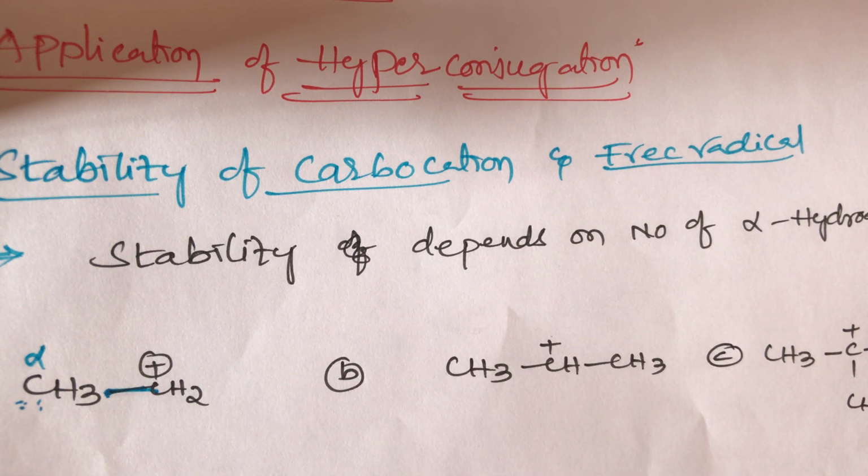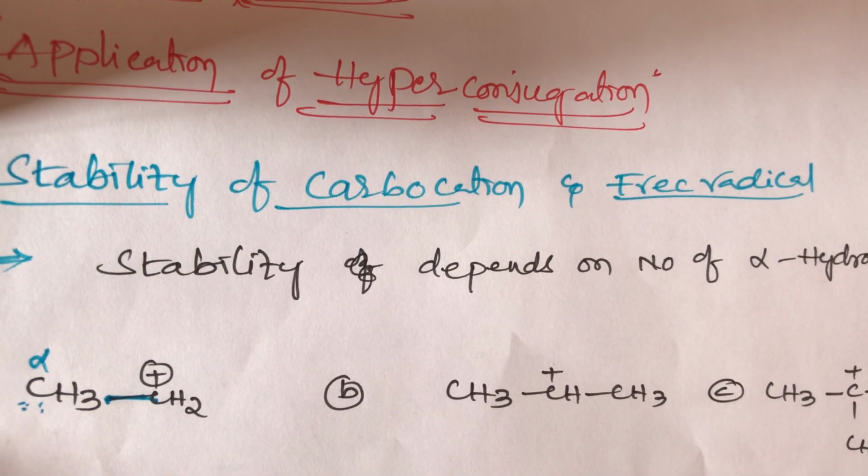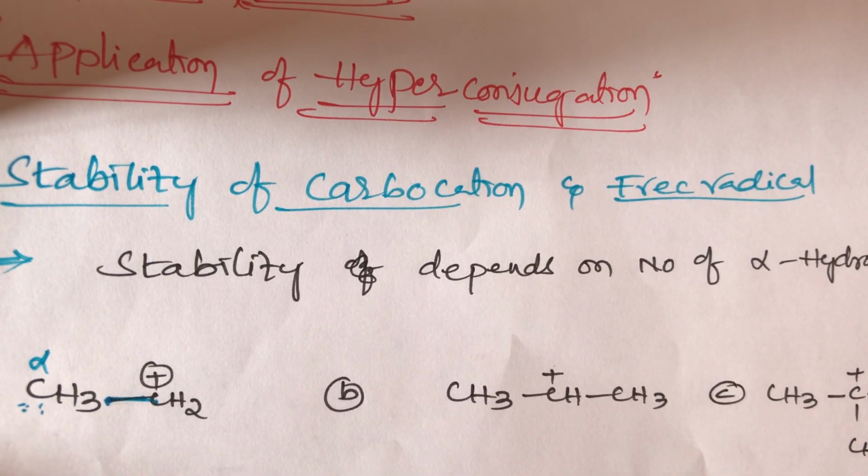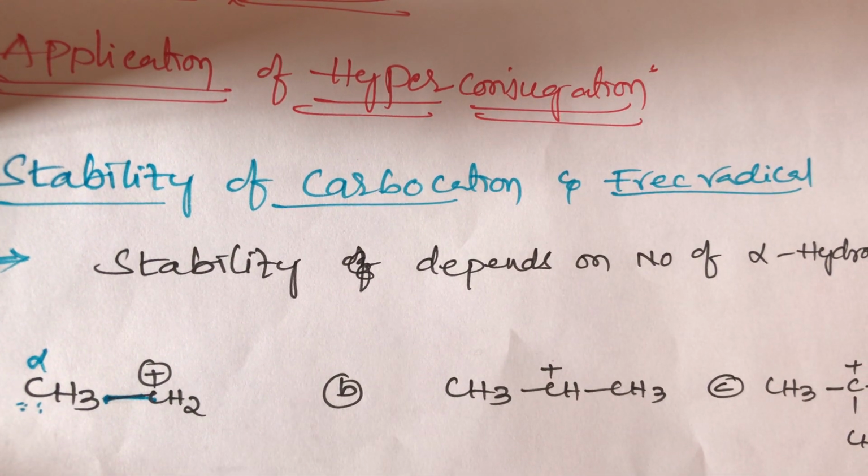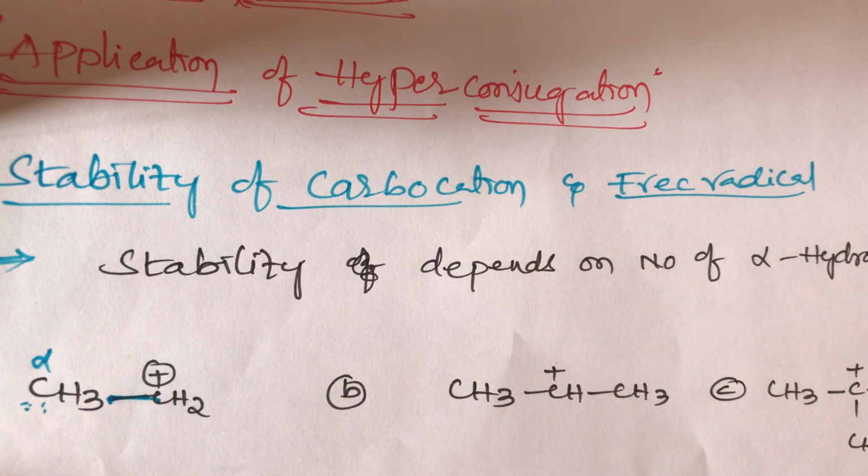Here, stability depends on the number of alpha hydrogens. First, find the alpha hydrogens. What are alpha hydrogens? Alpha hydrogens are the hydrogens directly connected to the alpha carbon.